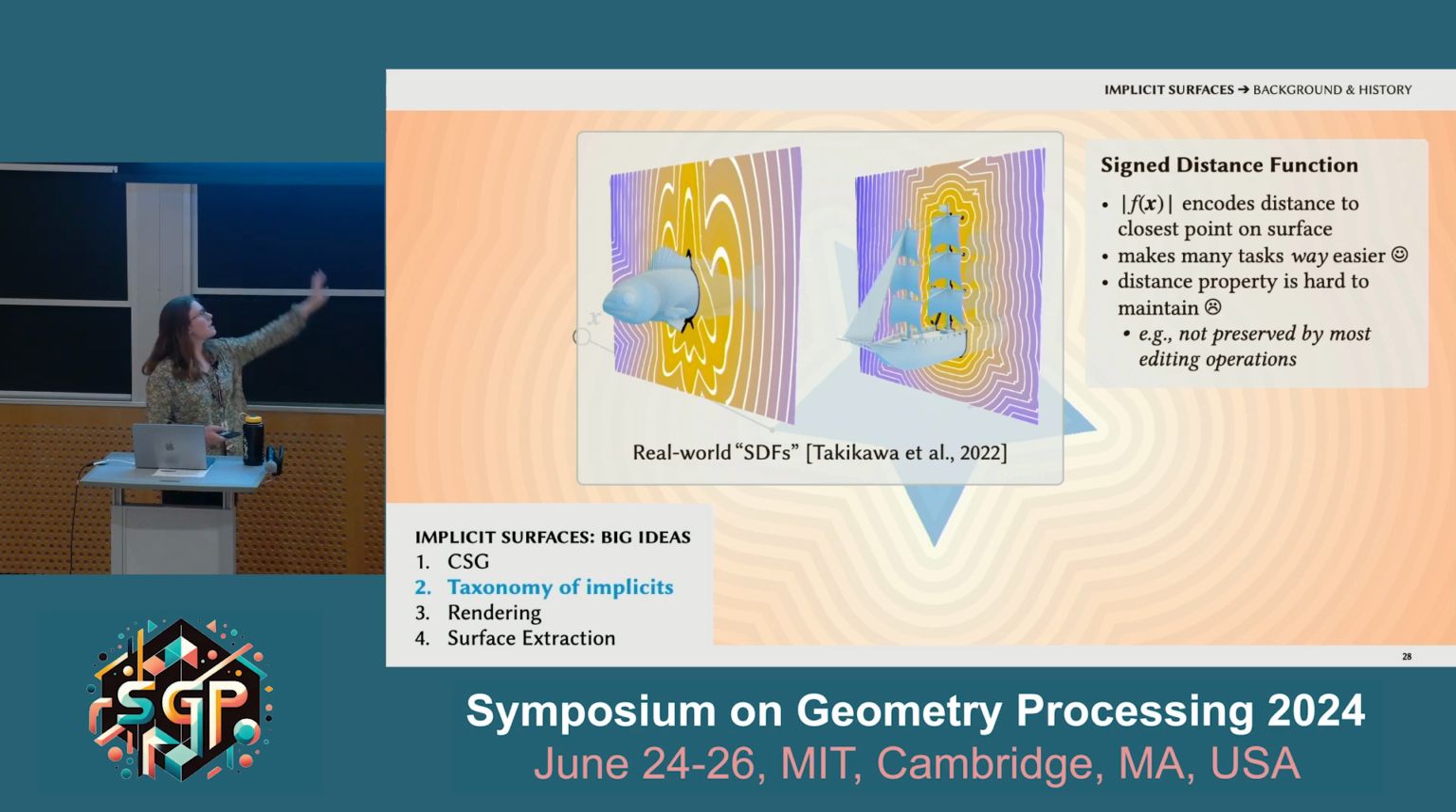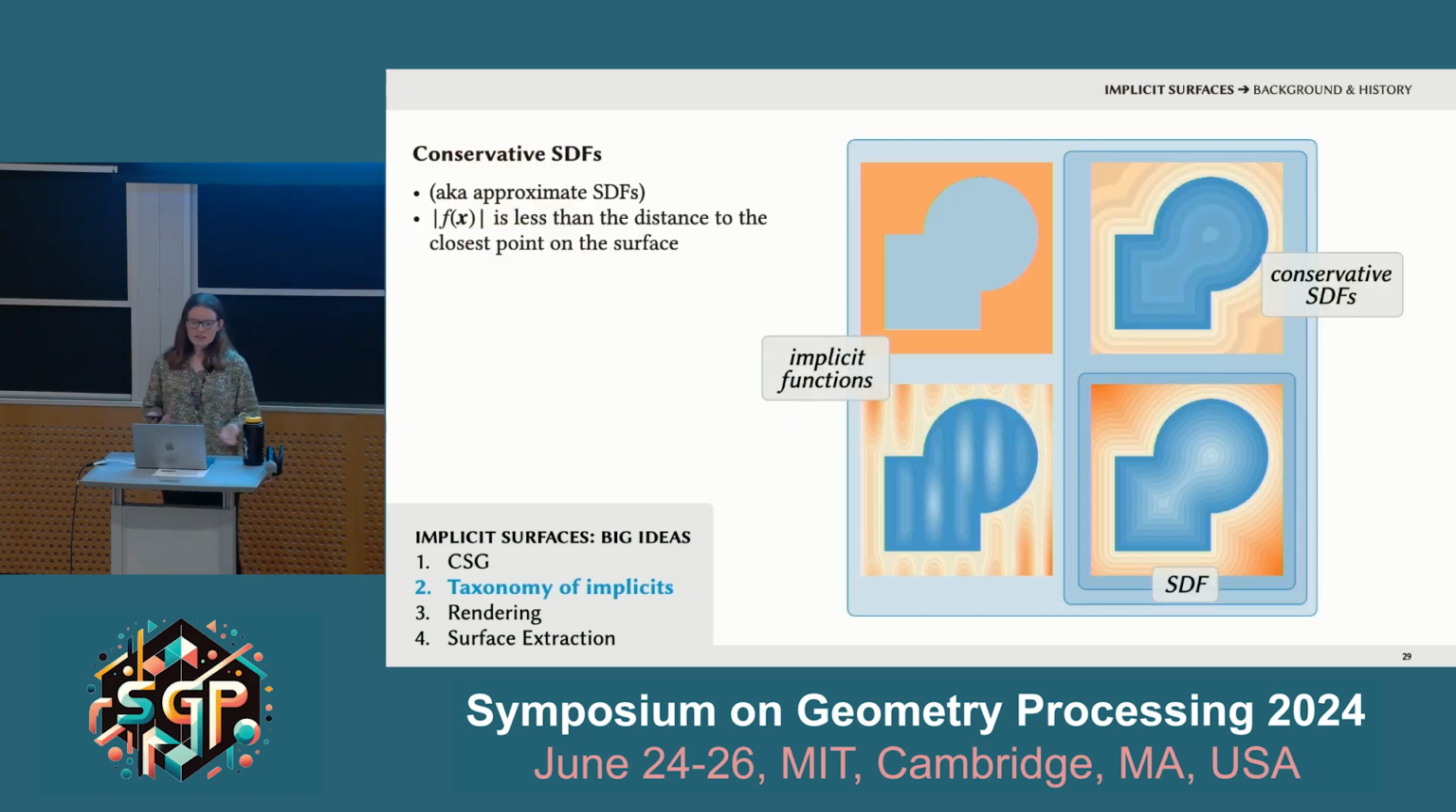And you can see in these examples of real-world SDFs that they often have a function that's close to an SDF, but because it was modeled with these real-world operations that destroy the distance property, it's not actually an SDF, as we can see from these isolines, which are not evenly spaced. So there's another class of functions called conservative SDFs, which is a relaxation of the SDF property in a way.